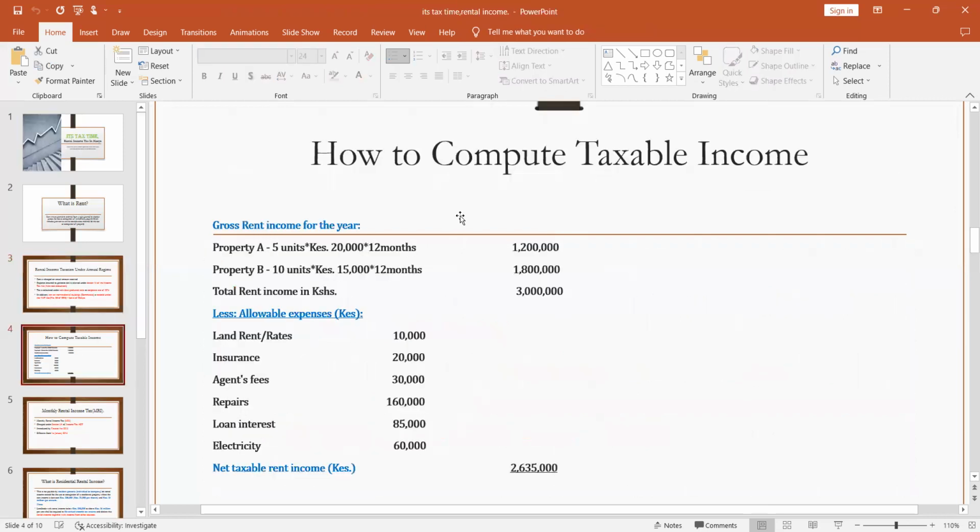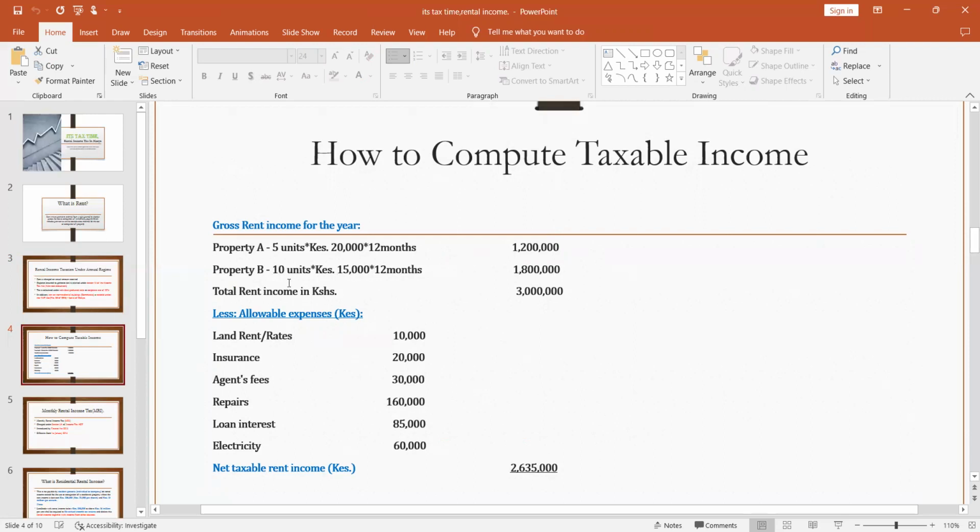So then, how to compute the taxable income. This is just under the annual regime. This is how the income tax used to be computed. For example, you have two properties. Property A has 5 units. Each unit generates 20,000. We multiply it by 12 months, so we have 1,200,000.